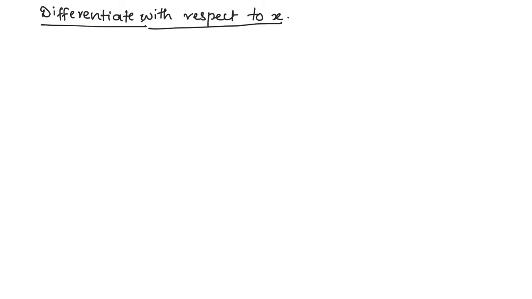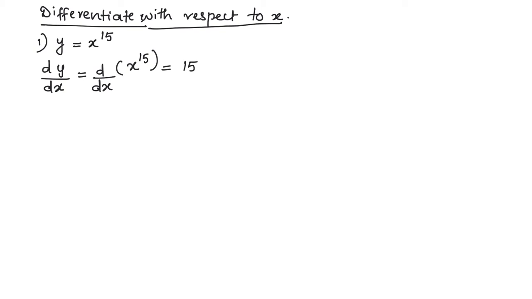Let's do some more examples. First question, find the derivative of x power 15, or differentiate with respect to x. The question can be like that too. Since we are finding the derivative, either you can write y prime or you can write dy over dx. We are differentiating with respect to x. So apply the power rule, bring the exponent in front and subtract 1 from the power. So 15 x power 14.